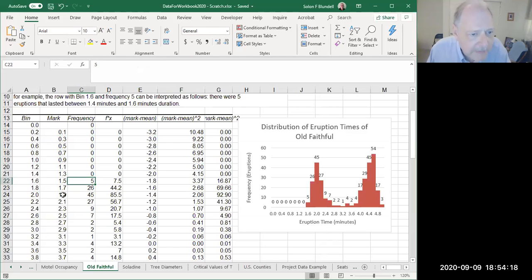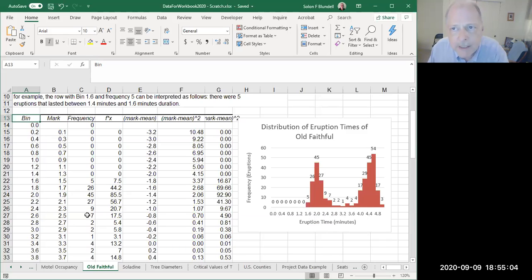There were 5 eruptions belonging to this class here. I use the word bin because that's the term that Microsoft uses for the upper boundary of a class. I used the histogram tool to make a histogram of this data. So you see this class labeled 1.6. It has a frequency of 5, so there were 5 eruptions in that class.